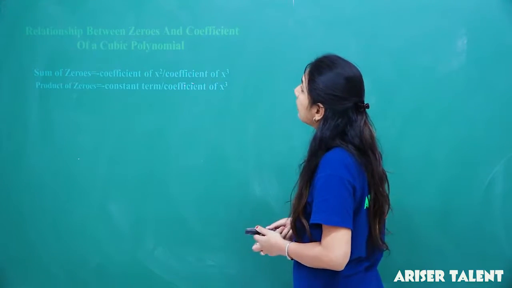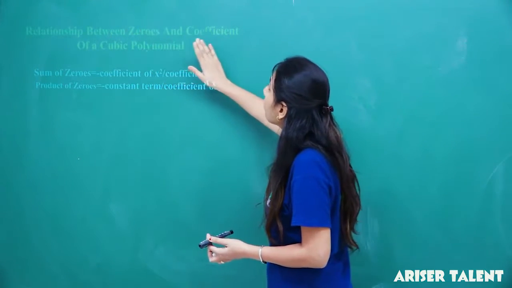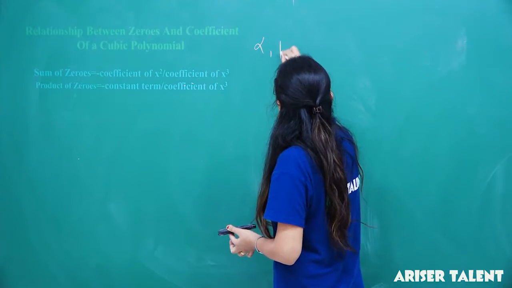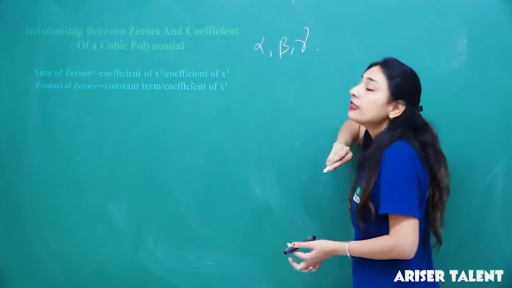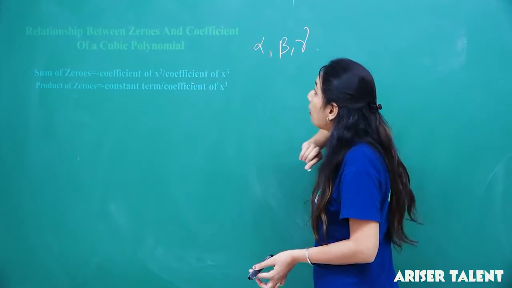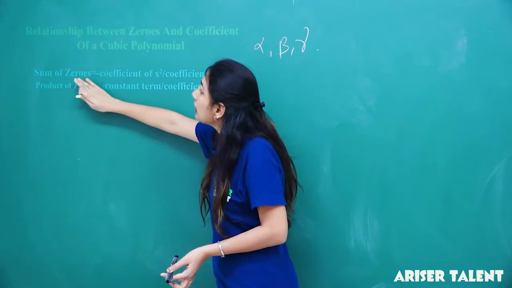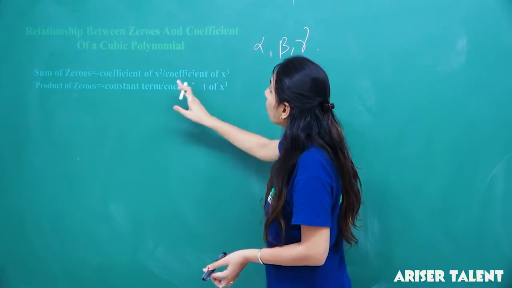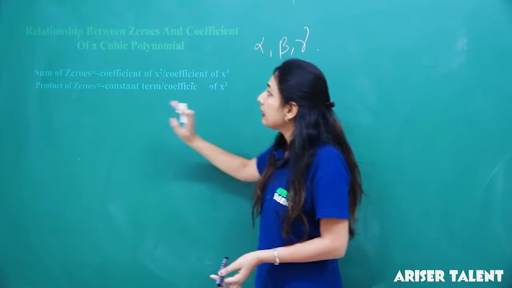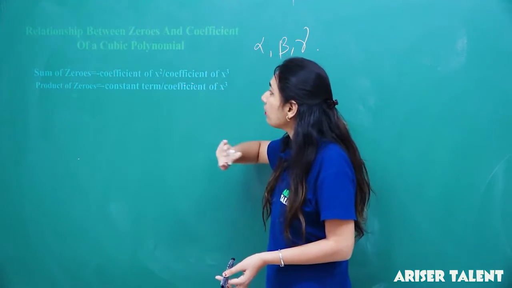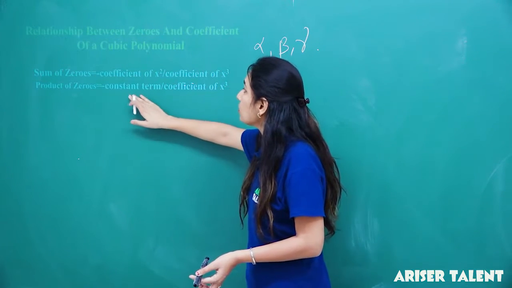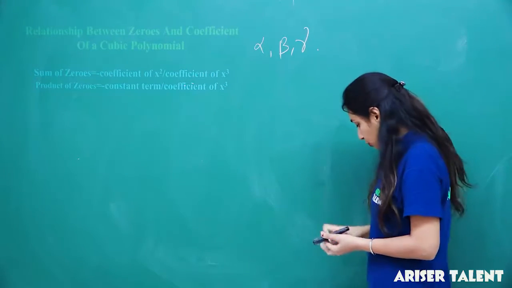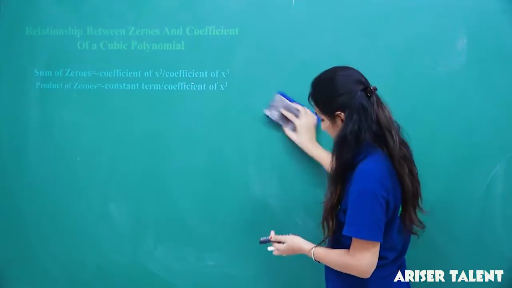Next, we also studied the relationship between zeros and coefficients of a cubic polynomial. If alpha, beta and gamma are the 3 zeros of a cubic polynomial, then we found that the sum of zeros equals minus the coefficient of x square upon the coefficient of x cube. Then for the product of zeros, we found that it equals minus the constant term divided by the coefficient of x cube. Right, students?